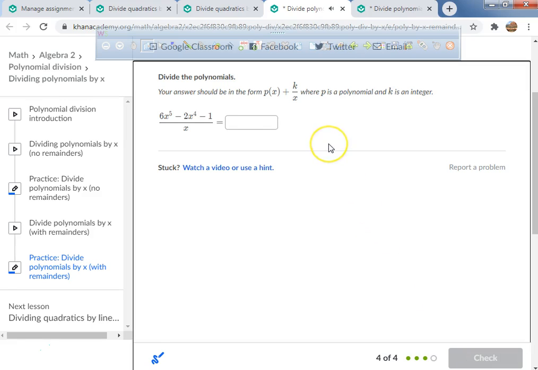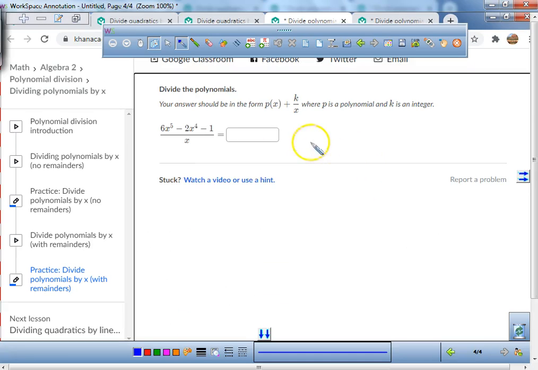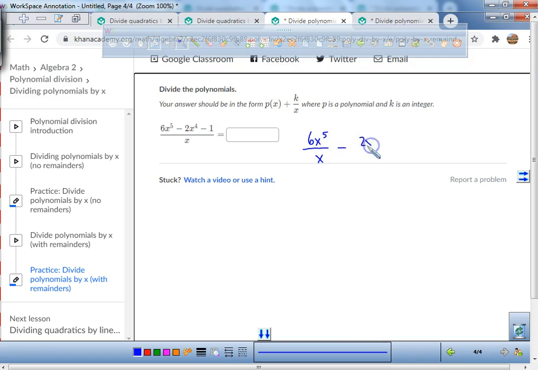Let's do one more. Here we go. You can write it down. By the way, if you're just watching me do this, it's really not going to help you, but if you write it down it will probably help you more. 6x to the power of 5 divided by an x, minus 2x to the power of 4, all being divided by an x, minus 1, all being divided by an x.